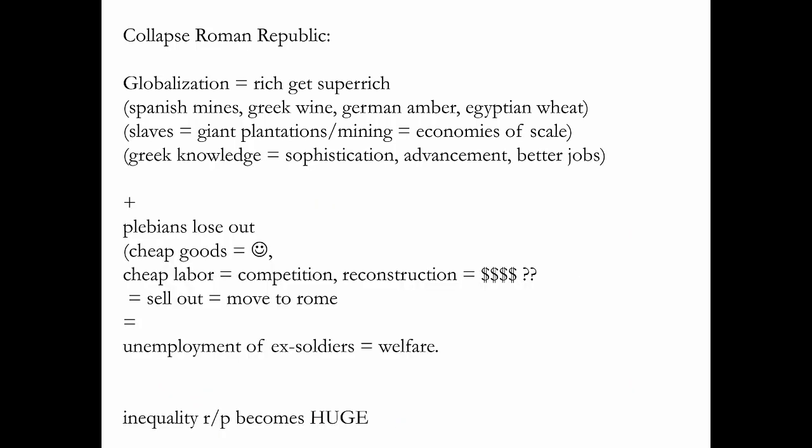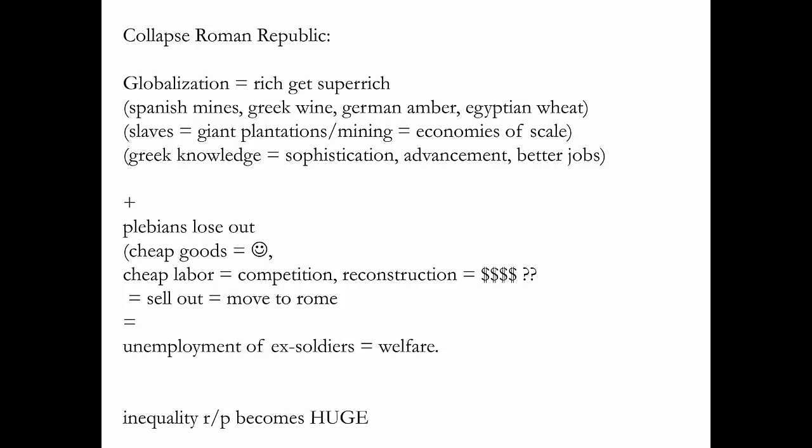And then there's Greek knowledge, and we've kind of talked about that. Sophistication, advancement. You get better jobs. You get to rub elbows with smarter people. You get to move up in that society. And so the rich become super rich, and you get increased income inequality. And the plebeians lose out. Yes, goods become cheaper. Woohoo! But cheap labor equals competition.